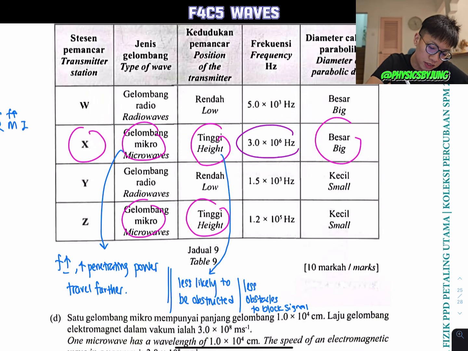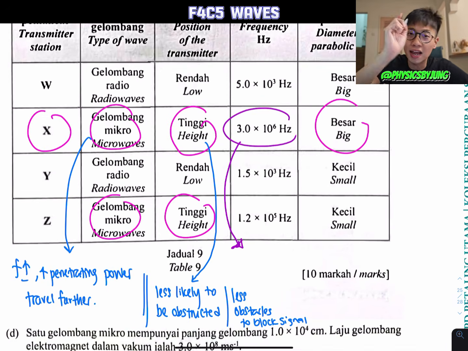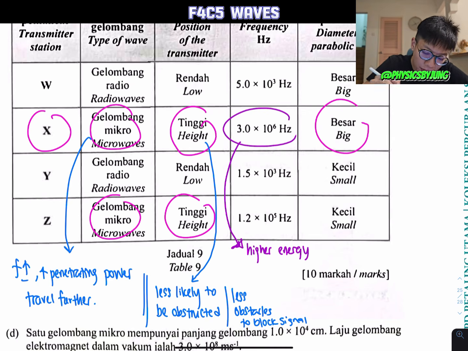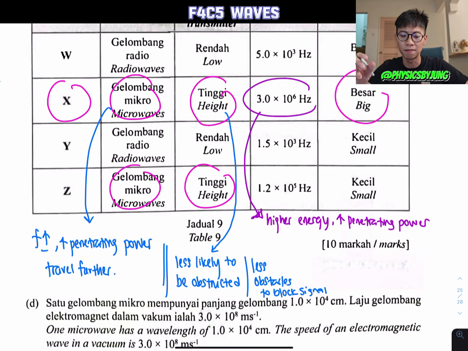Okay, what about your frequency? Why do you want this to have a higher frequency? An advantage of a higher frequency is that it has higher energy. You can stick to the same answer, so that you have a higher penetrating power. Then what else can you say? You can travel further. You can stack the answer. But higher energy is actually a very good answer.